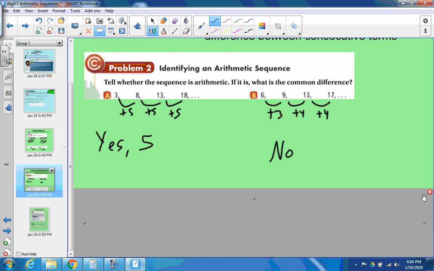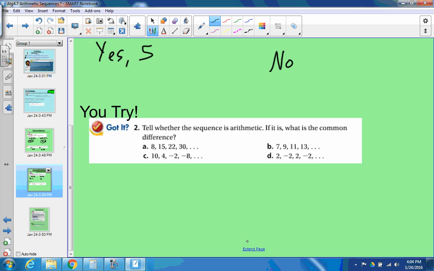So if you try this on your own, I've got 4 here for you. You can do all of them if you want. I'm just going to have you do, actually, you know what? I wanted you to do C. So let's undo that. I don't need you to do these two. So A and C, try those on your own.